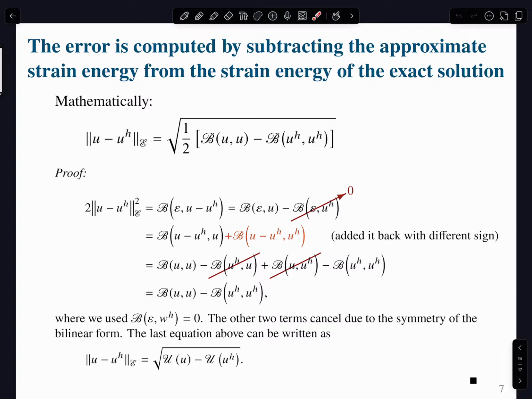Again, it also depends on the type of problem. For smooth problems, it's different than for non-smooth problems, but we will look at all of these things.